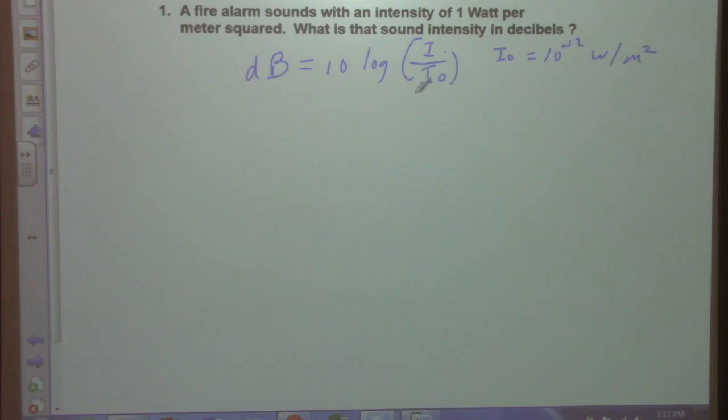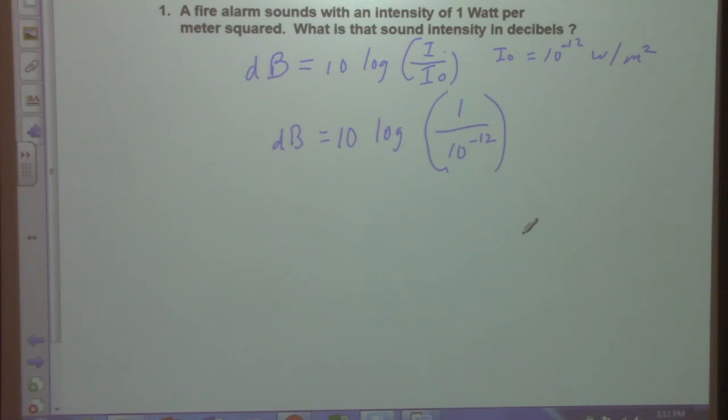And so you can just plug in values here. If you want your decibels for this 1 watt per meter squared, you have 10 log of I, which is 1, over 10 to the negative 12 power, and you plug this into your calculator, you will have your answer. 120? That's what you got, 120? Okay, good.